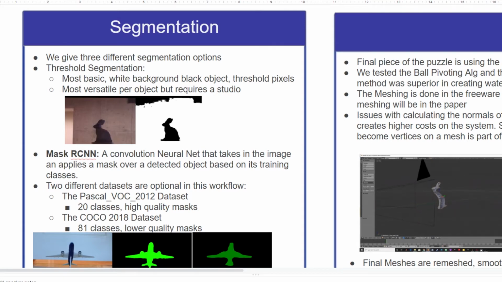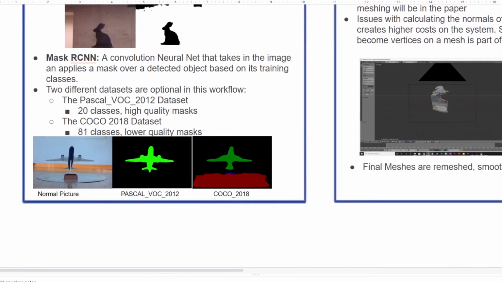But we wanted to generalize this as much as we could so that you didn't need to have a studio setup. In order to do that, we ended up implementing a Mask RCNN. What this is, in a nutshell, since we don't have that much time to go over it, is a convolutional neural network that takes the image and applies a mask over where it detects an object based on its training classes. So we give the user 3 options in total, right?